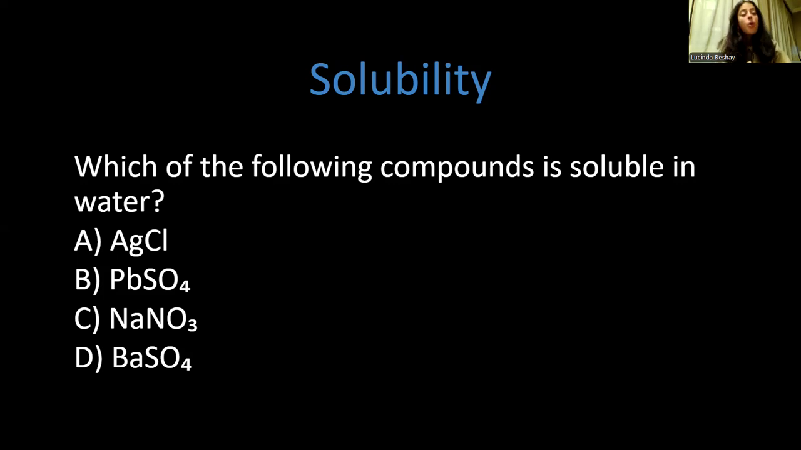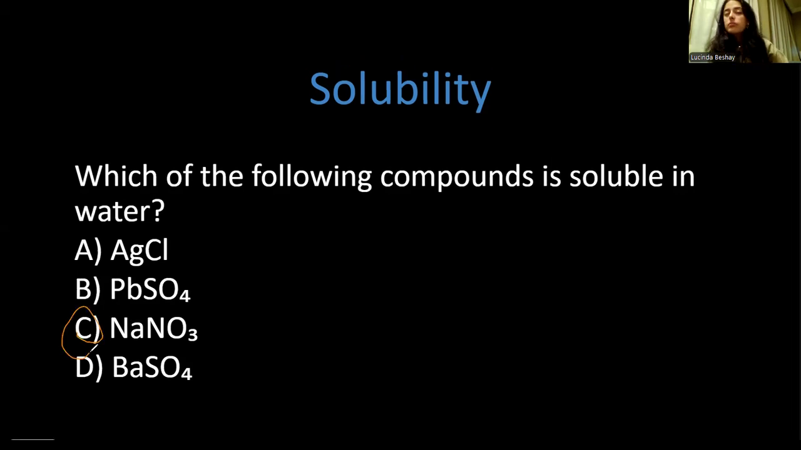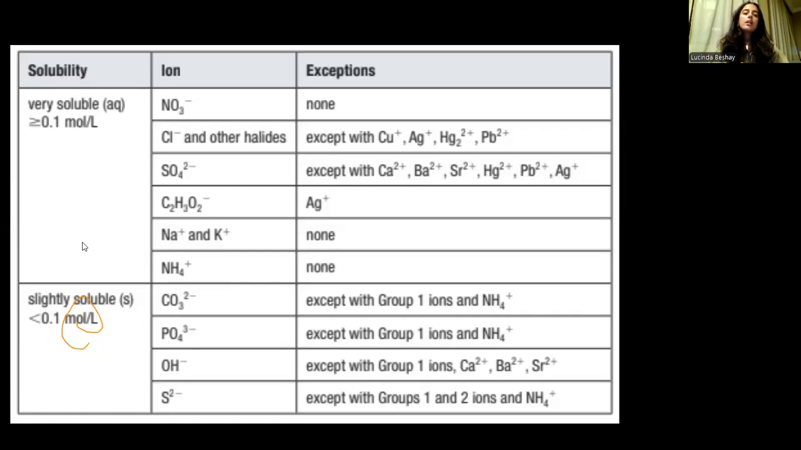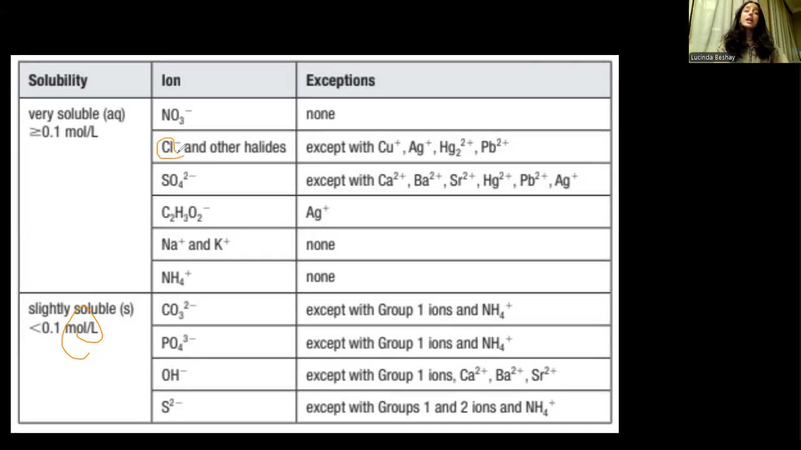Alrighty. So it's going to be the NaNO3, because remember I just mentioned that NO3, no matter what it's with, will always be soluble in water. Let's go back and check. The question has multiple options, like AgCl, for instance. Cl is right here. Cl is naturally very soluble, but I ask myself, is Ag one of its exceptions? Yes, Ag is one of its exceptions. So silver will not be soluble.